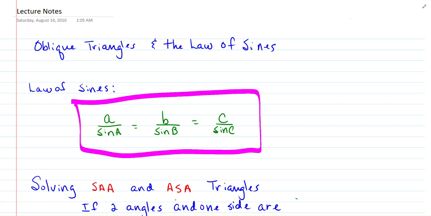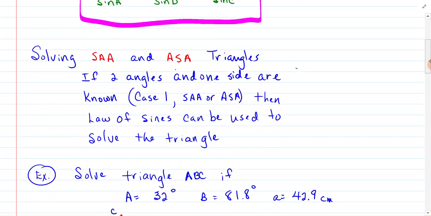In section 7.1, we're going to cover oblique triangles and the law of sines. The law of sines says you can put side a over sine A, and that has to equal side b over sine B or c over sine C. And you would usually be taking two of these at one time. And so that's the formula that we're going to use.